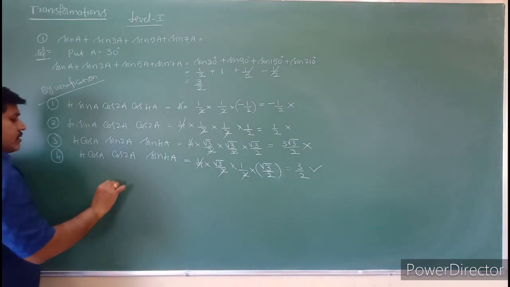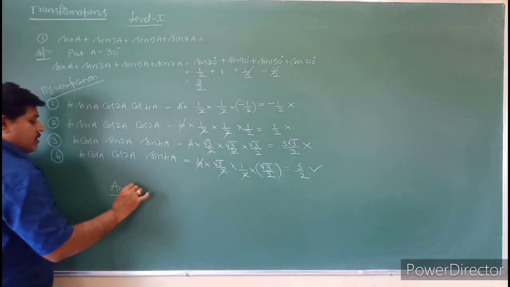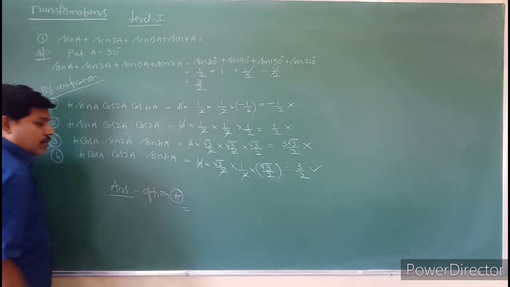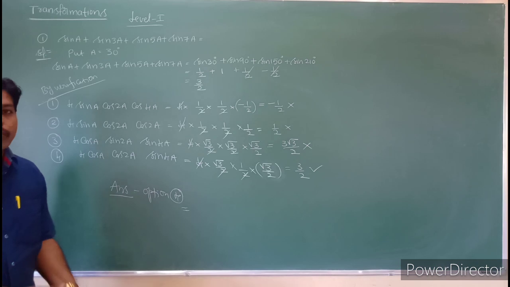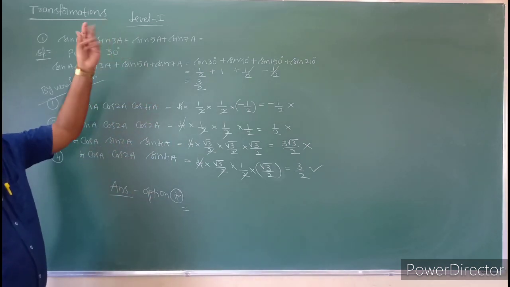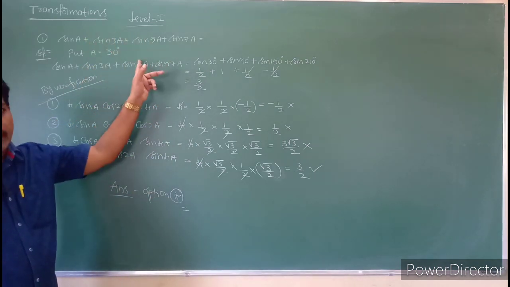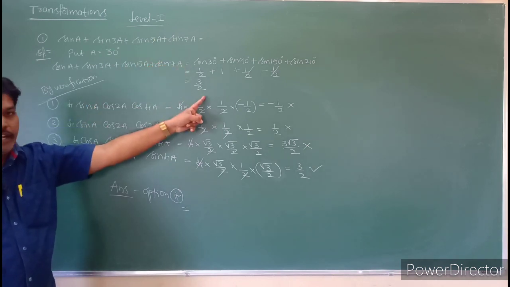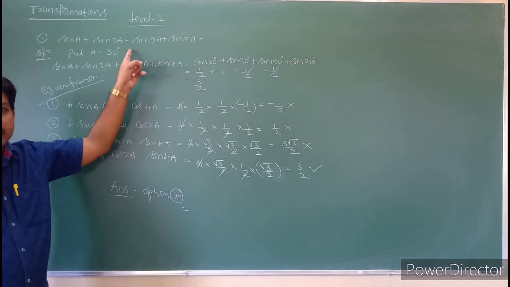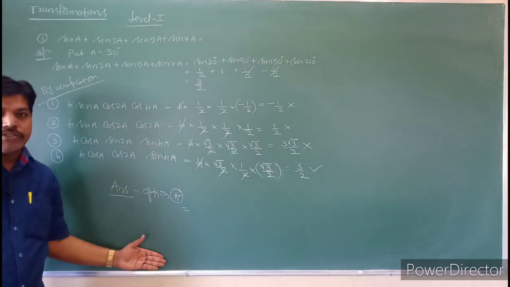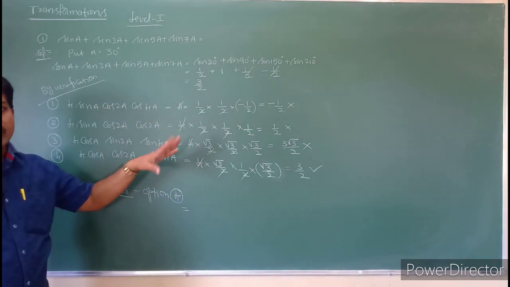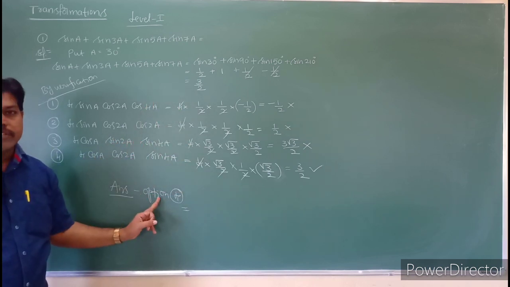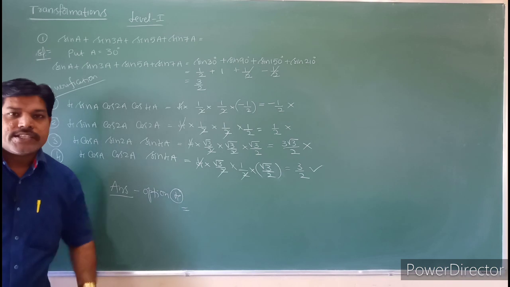So what is the answer, students? Answer is nothing but option 4. Understand how to verify the answer. First you have to take some angle and substitute that angle in the given problem. You will get some value. That angle you can substitute in the given 4 options. Okay. So the option that gives the same value, you can pick as the answer from these 4. So see that question, students.